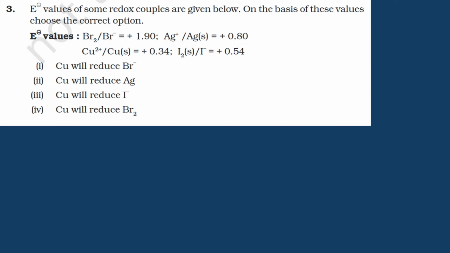Question number 3. E naught values of some redox couples are given below. On the basis of these values, choose the correct option. मजेदार चीज है, यहाँ पे you've got all positive values interestingly. So all E naught values are positive. Just noticing a trend here. Doesn't mean anything as such. Okay, options में Cu will reduce, Cu will reduce, Cu will reduce.